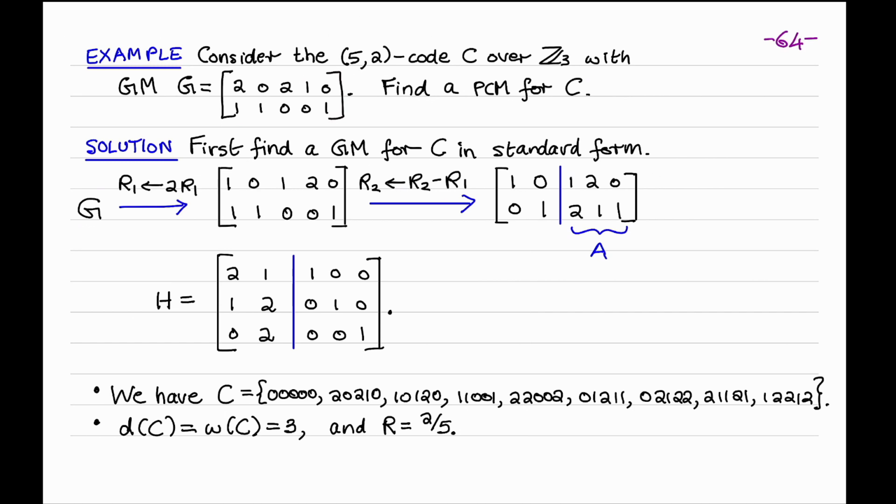We can write down the code C explicitly. It should have 3 squared or 9 codewords. So here they are, and they were obtained by taking all the 9 linear combinations of the 2 rows of G over Z3. We can see that the code has distance 3 because the smallest weight of any non-zero codeword is 3. The code has rate 2 over 5 because here k is 2 and n is 5. In the next video lecture, V3c, we'll see how a parity-check matrix of a linear code can be used to determine some information about the distance of the code.